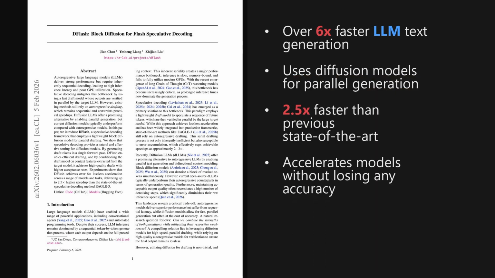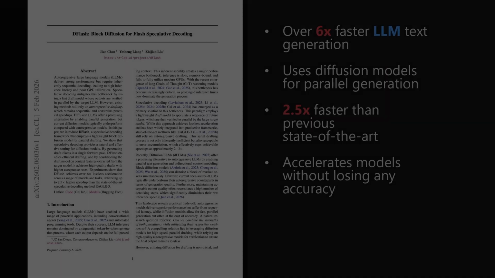I'm Alex. Today we're looking at a paper from the Hugging Face trending list, published on February 5th, 2026, just 2 days ago. It introduces a speculative decoding framework that employs a lightweight block diffusion model for parallel drafting, achieving over 6 times lossless acceleration. The paper is titled DFlash, Block Diffusion for Flash Speculative Decoding. And as we'll see later, the resulting speedups compared to leading methods like Eagle 3 are really impressive.